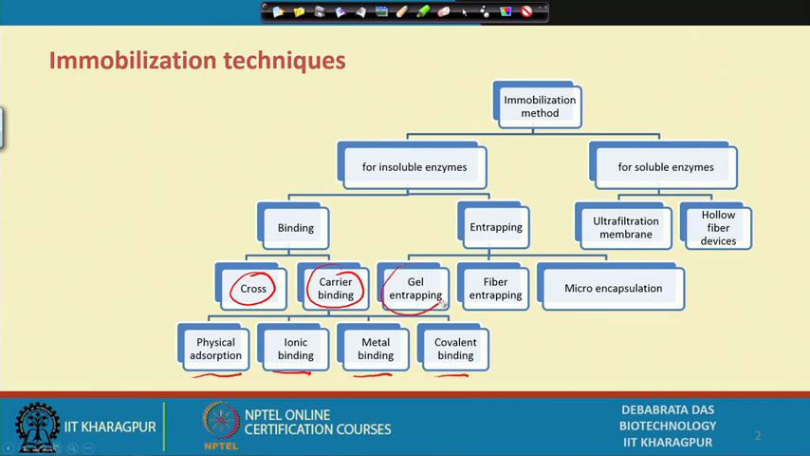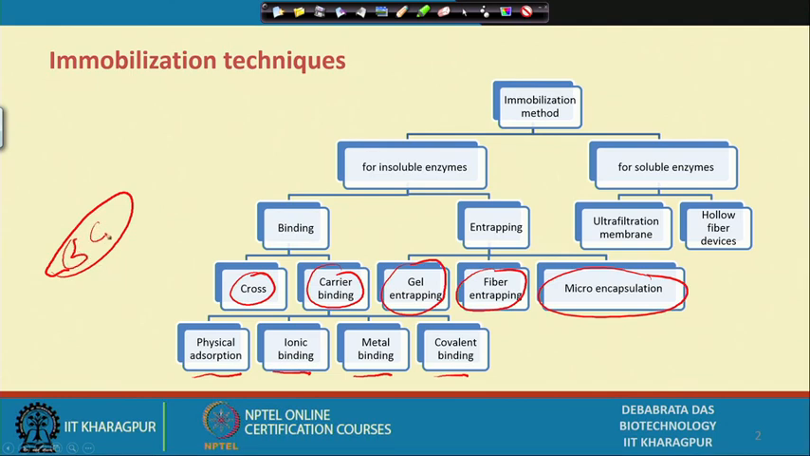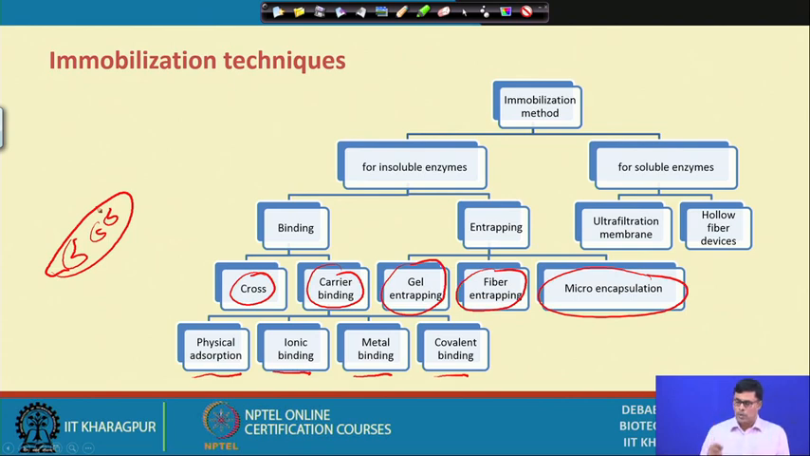In entrapping, we have gel entrapping, which I just showed you, then fiber entrapping, and microencapsulation. In microencapsulation, we know the envelope; inside the envelope, the enzymes are immobilized. Then we call it microencapsulation. A very small capsule we can put it. I can give the example of the capsule that we use for medicine, how the medicine is put inside the capsule. Similarly, enzymes we can put inside the capsule.